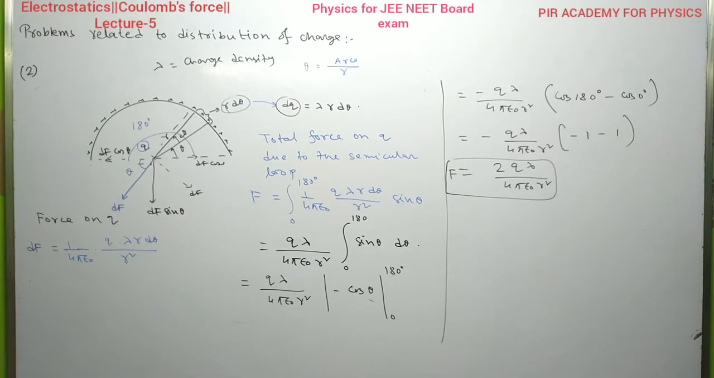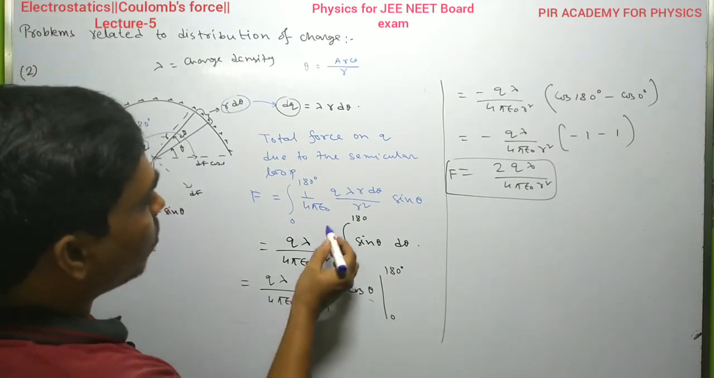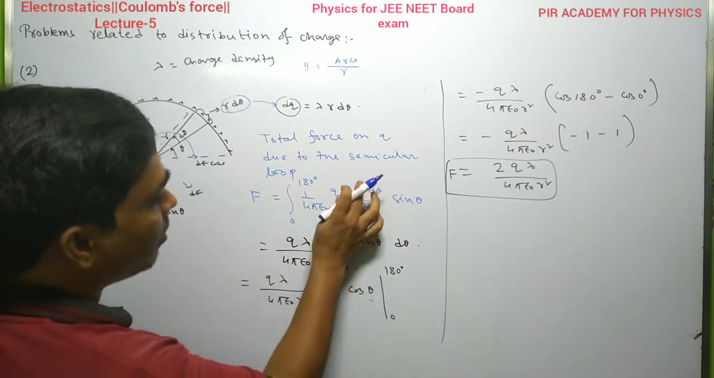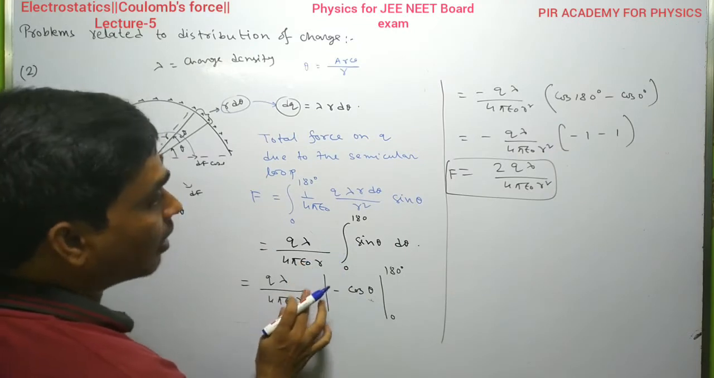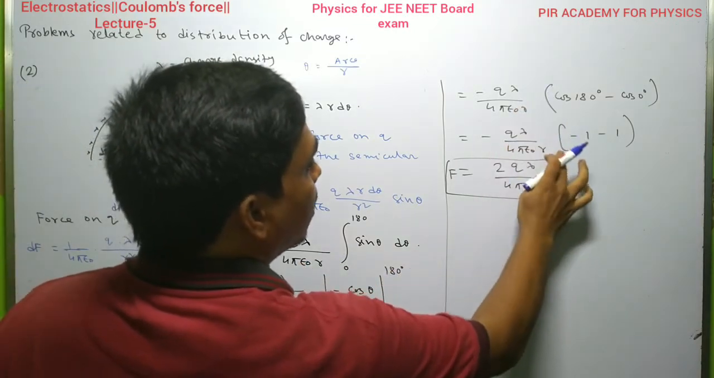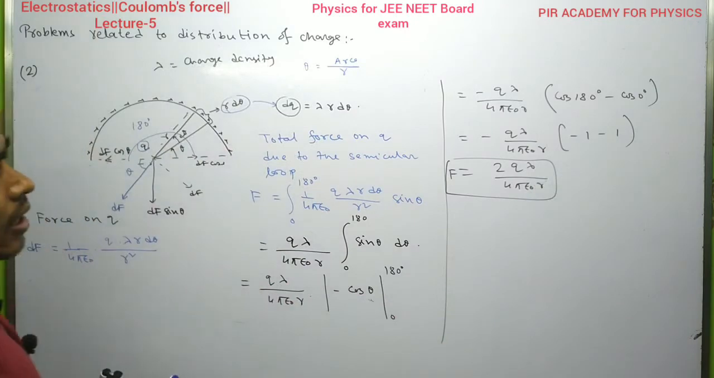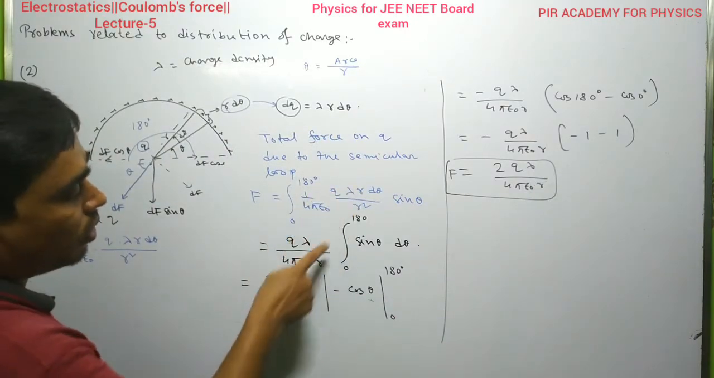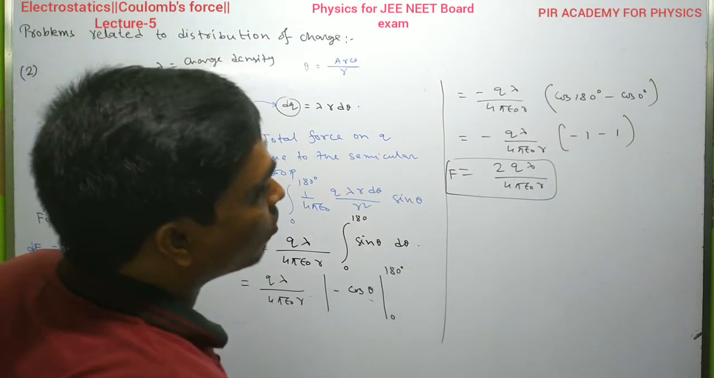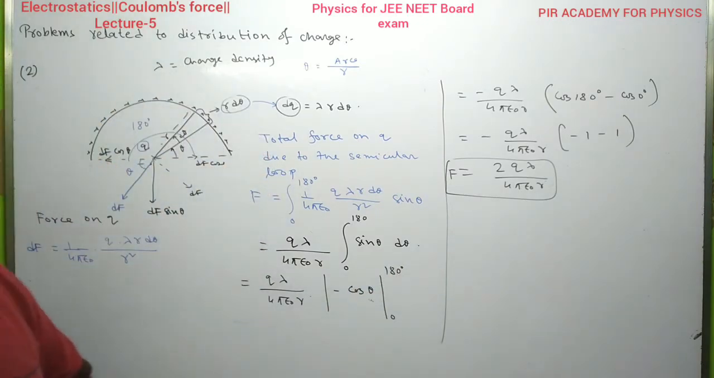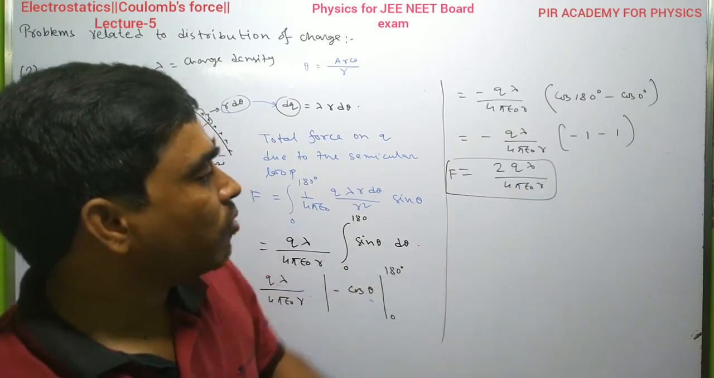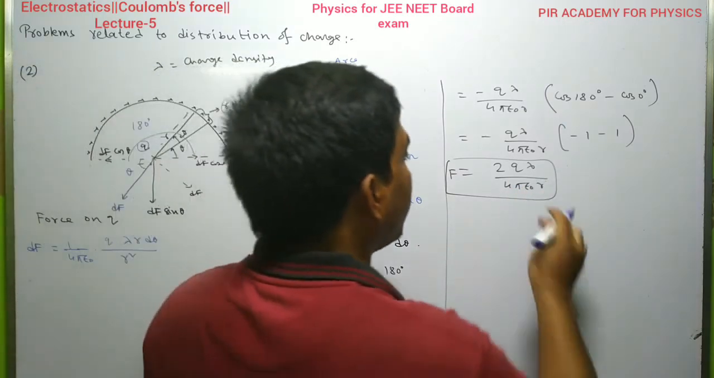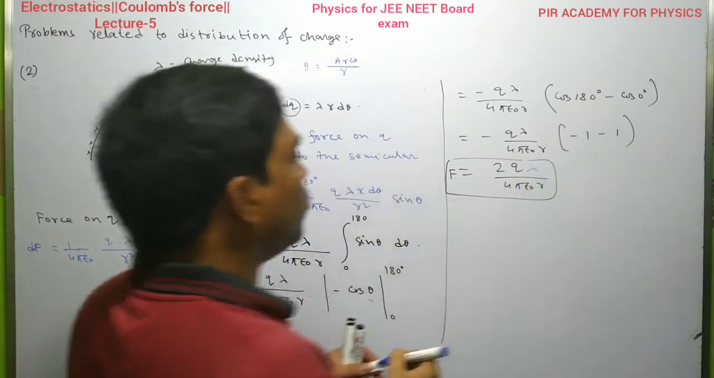You have to remember it will be r, not r square. Here you see there is r and r square, which cancel out, so it will be only r, not r square. So the total force equals 2 q lambda divided by 4 pi epsilon naught r. This is lambda, so this is the force.